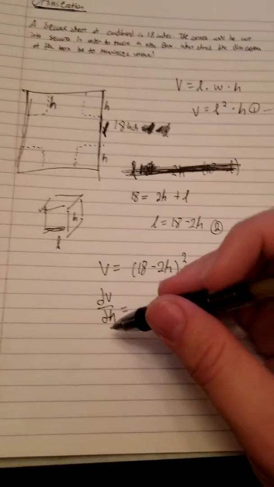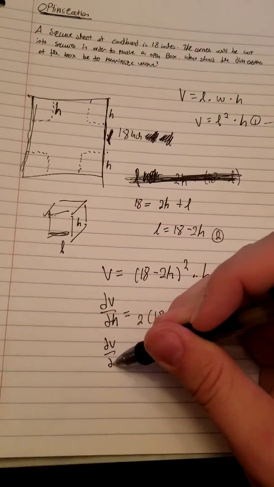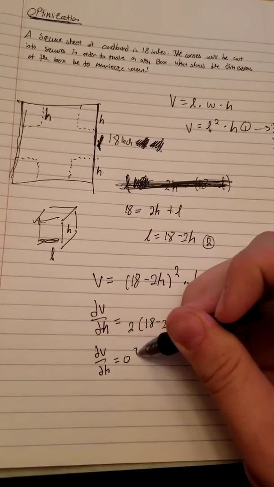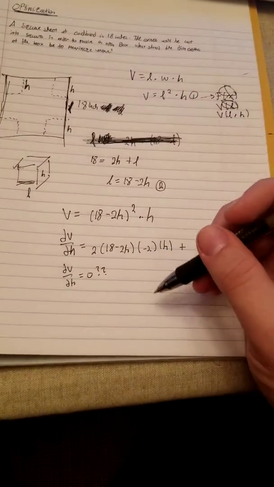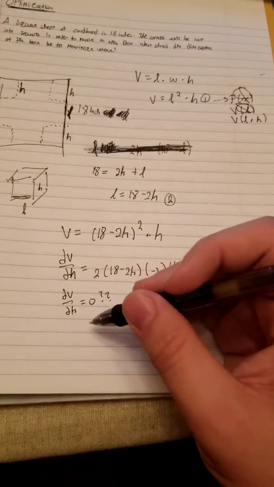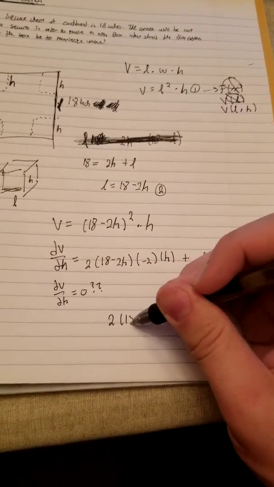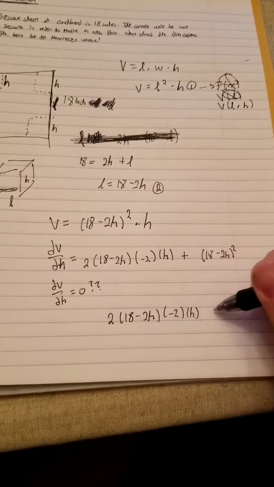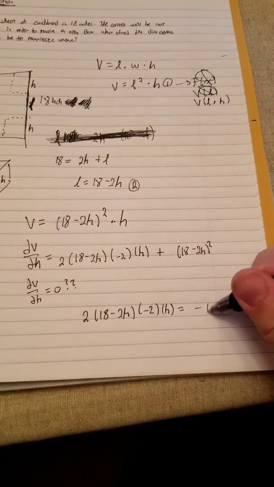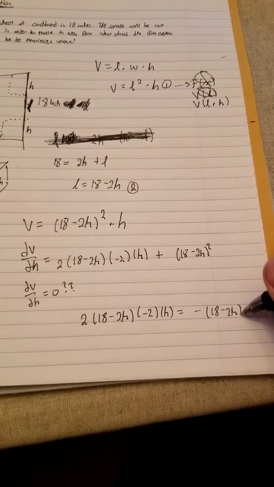Okay. So now what we want to know is where is dV over dH equal to 0? Where is that derivative equal to 0? Because once we find that, we can find our critical point. So I guess what this problem is really asking us, where is 2 times (18 minus 2H), times negative 2 times H, equal to negative (18 minus 2H) squared?